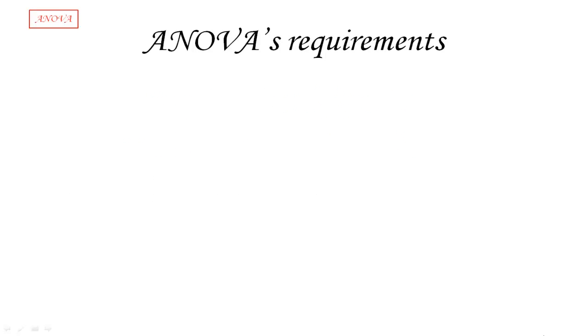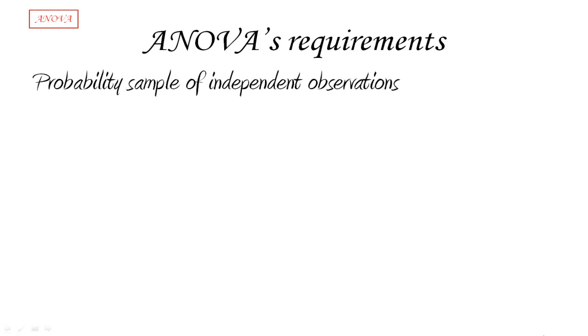What are the requirements of ANOVA? Well, as I've introduced the whole test to you, you may have noticed that there are several requirements. So let's go through them and make sure that we understand what they are, because again, ANOVA is quite finicky and it does require these requirements. So what are they? First of all, a probability sample of independent observations. This is fairly standard, so we're assuming that we're doing a probability sample, and we're assuming that the observations are going to be independent of each other. So this is a basic and fairly routine requirement.